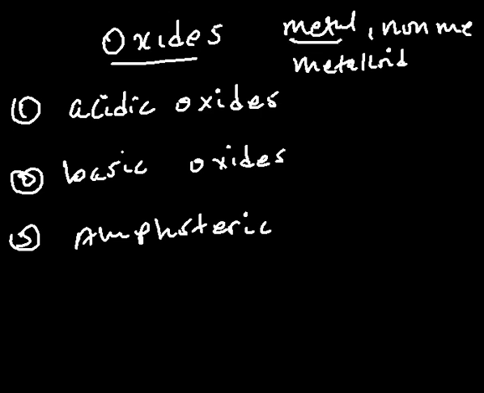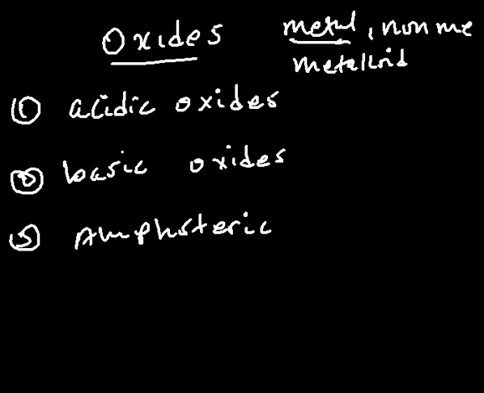When metal oxides dissolve in water, they produce a basic solution. So if we say basic oxides, these are the oxides that when they dissolve in water produce a basic solution. Basically, these are metal oxides.